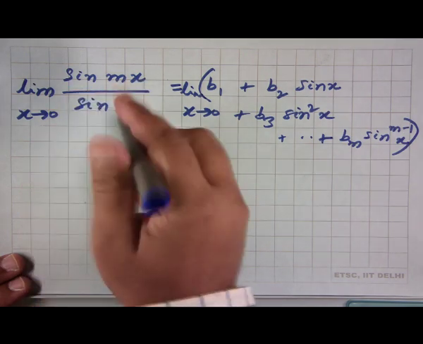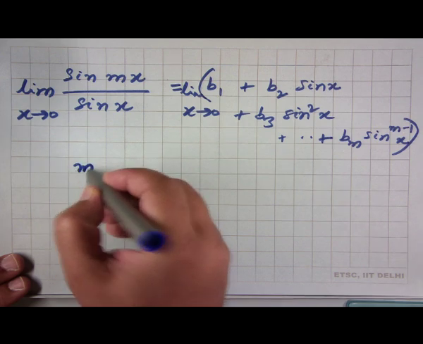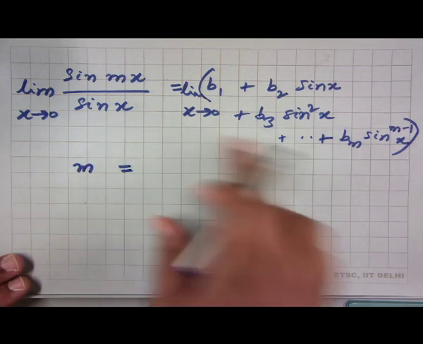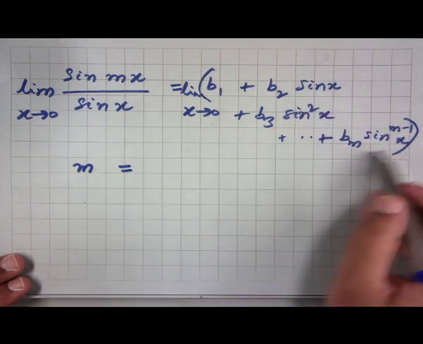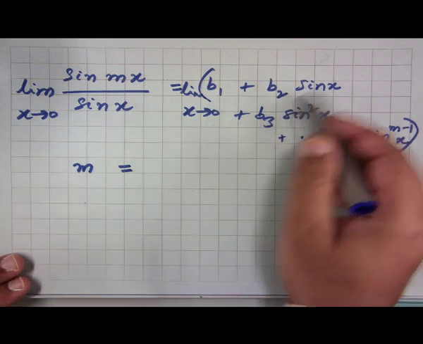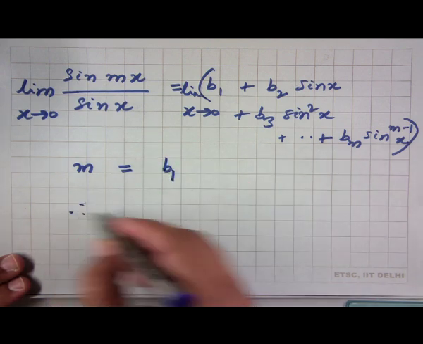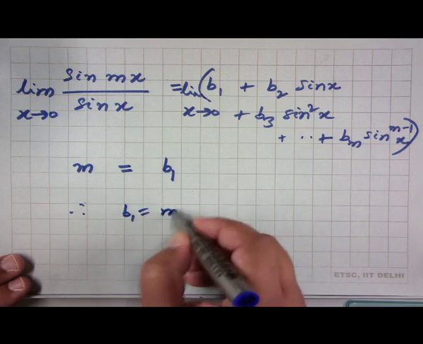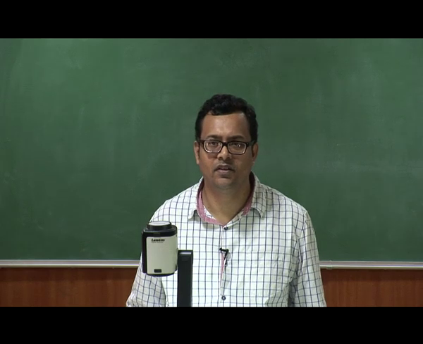We know that the limit of the left hand side is equal to m, and on the right hand side if we see all these terms sin x, sin square x and sin x to the power of m minus 1, in the limit that x goes to 0, they go to 0. So, what remains is only b1, and therefore, the value of b1 is m and b0 is 0. So, now we take up another problem.